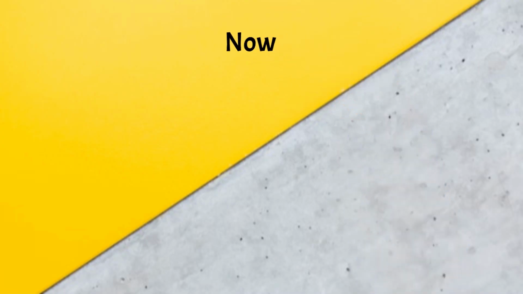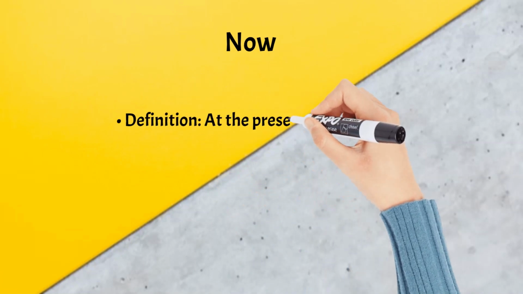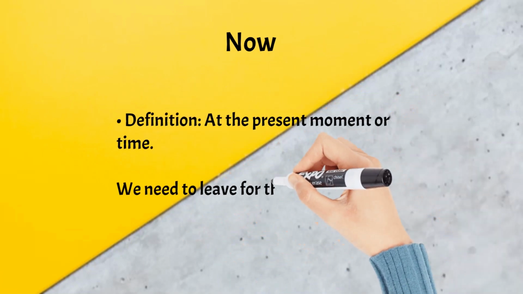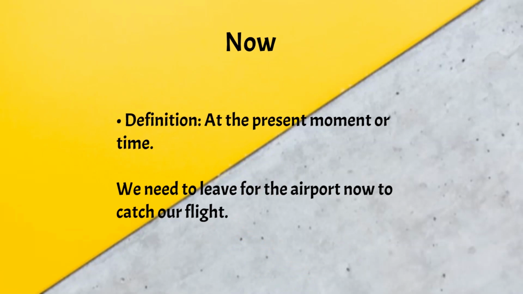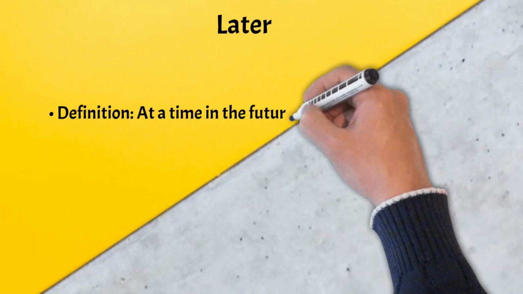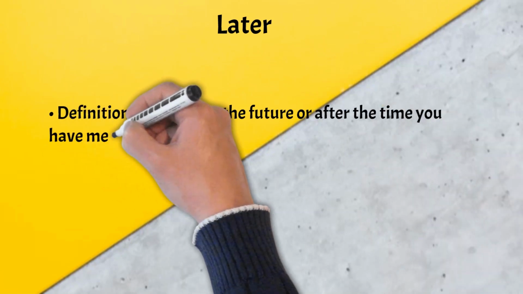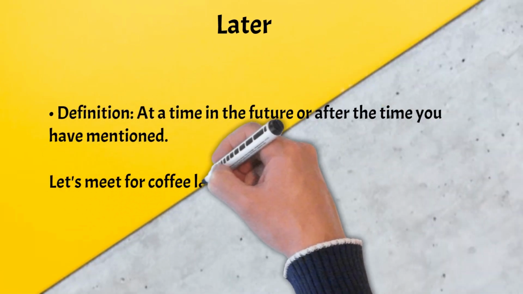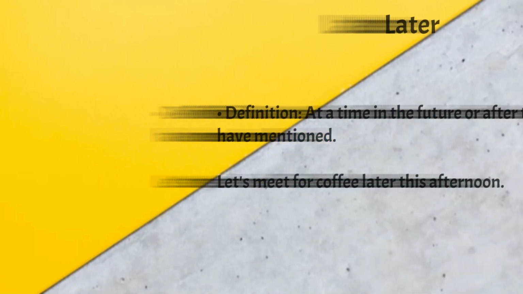Now. Definition: at the present moment or time. Example: we need to leave for the airport now to catch our flight. Later. Definition: at a time in the future or after the time you have mentioned. Example: let's meet for coffee later this afternoon.